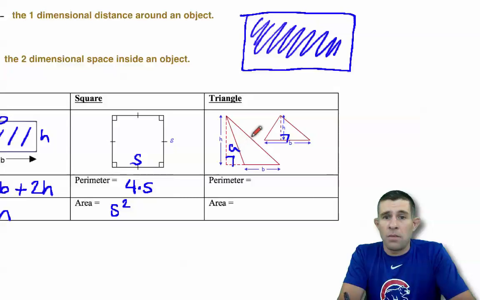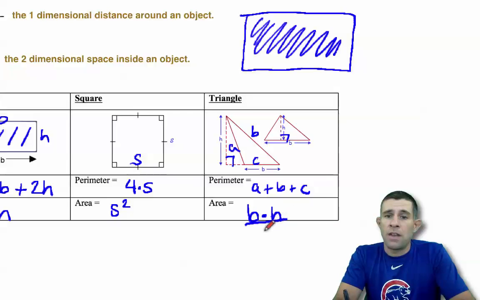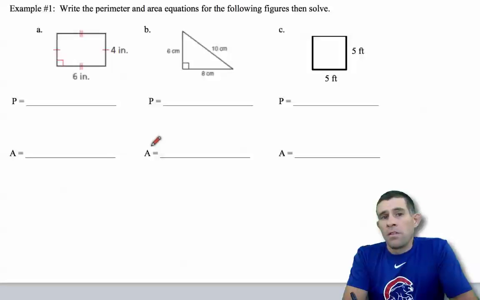So let's go ahead and label these 3 sides lowercase a, b, and c. That would just be a plus b plus c. And then to find the area, we're going to multiply the base times the height and divide it in half. So let's put some of these formulas to practice here.